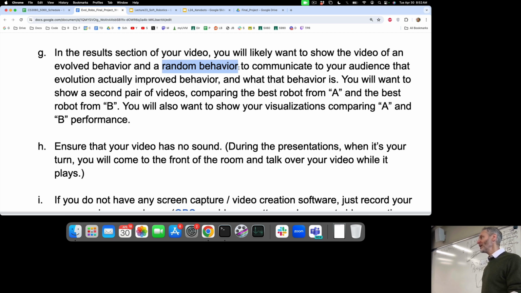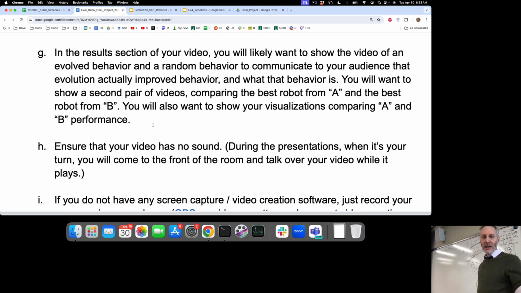If you're evolving jumping, you know jumping when you see it. If you're evolving fast forward locomotion, you know it when you see it. If you're evolving pronking, we'll know it when we see it. Yeah? So like in the written report, during this section, you're trying to convince us visually that evolution actually worked. The evolutionary algorithm was able to improve fitness. Better to show us with a video than a static plot.